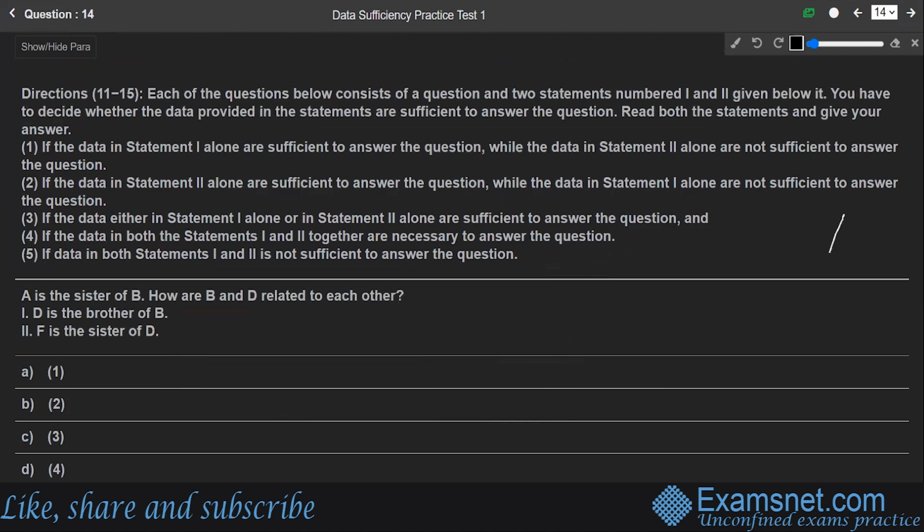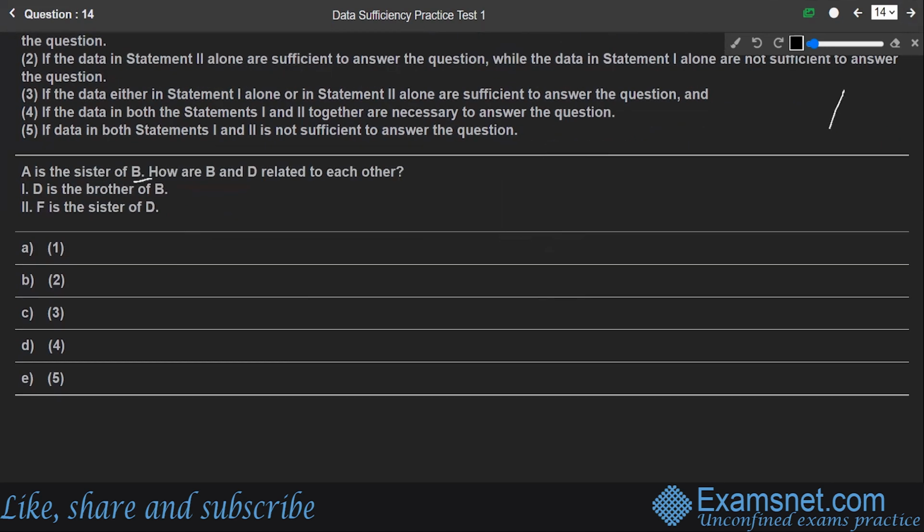Now the next question says A is the sister of B. How are B and D related? Information given is that A is a sister, so she has to be female, sister of B. But that doesn't tell the gender of B. A is sister of B, that is fine, but B's gender is not clear, and we are supposed to give the connection between B and D.